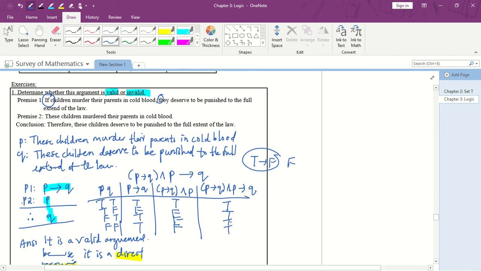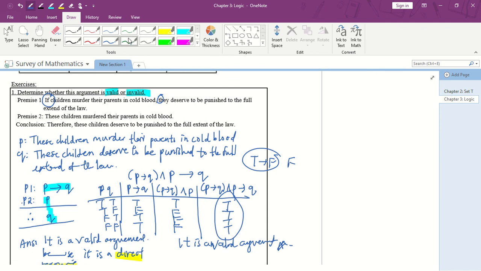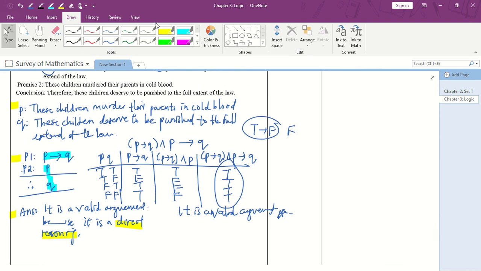And now you can see that the whole column here is true. And you can say it is a valid argument. Done. So if you want to do it without the truth table, just do this step. Let me highlight these steps: 1, 2, 3, and you are done. However, if you want to prove it using the truth table, you need to do the steps of this one.